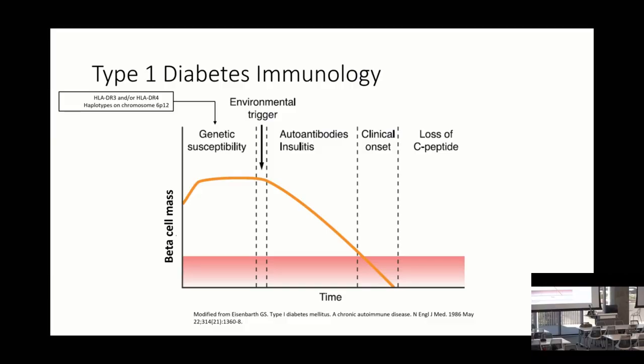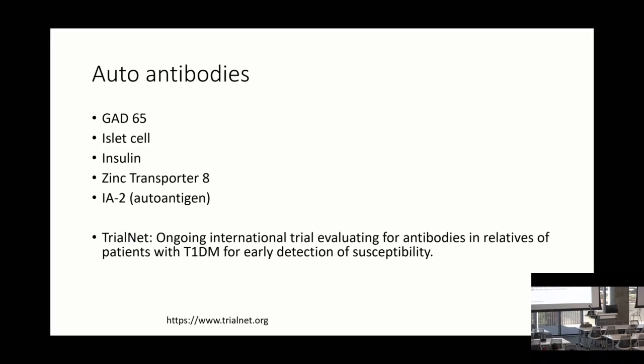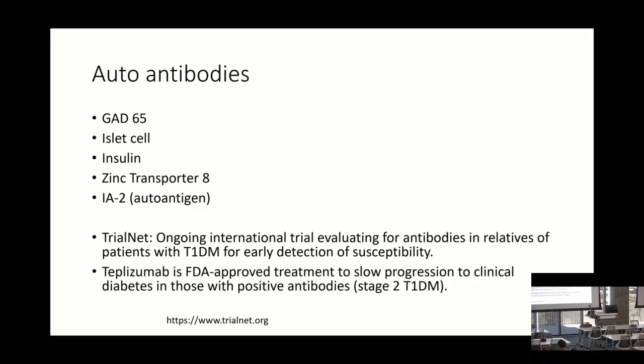There's a medication that you can use to slow down that progression and maybe make this curve a little bit longer so that the time to clinical diagnosis is prolonged. But that's the whole point of the TrialNet. And teplizumab is the medication. It's FDA approved to slow progression to clinical diabetes in those with positive antibodies, or stage 2 type 1 diabetes. You don't need to know that, but that's just clinical information that if you're interested, kind of be aware of.